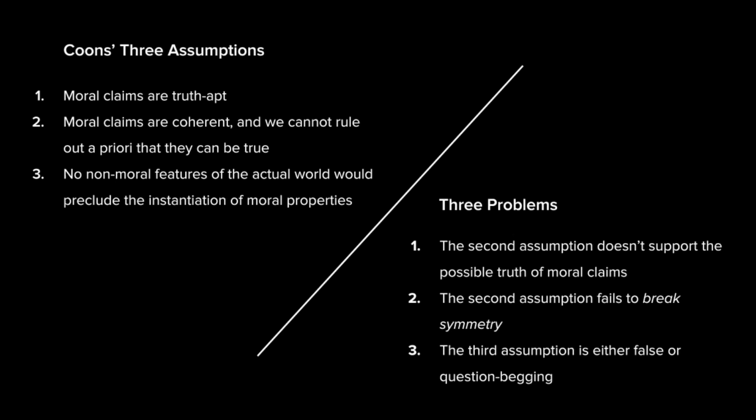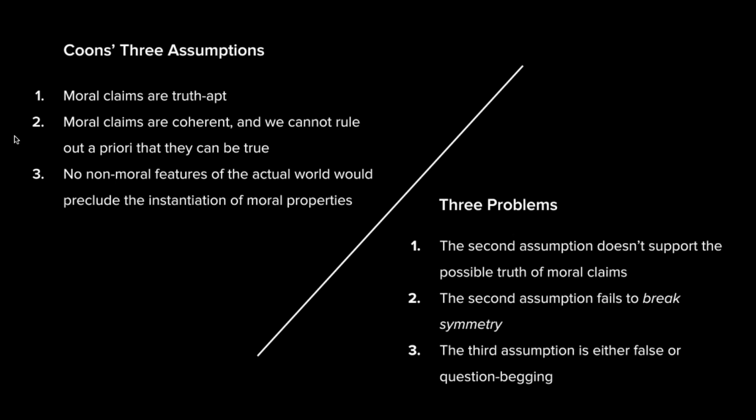Thus, even if coherence and our inability to a priori discover impossibility support the possibility of the thing in question, they don't differentially support premise 2 over premise 4. That is, they don't differentially support Coons's possibility premise over the reverse symmetrical possibility premise. And again, that's because if Coons can help himself to that second undefended assumption, then the error theorist can likewise help themselves to a symmetrical assumption, namely that the falsity of all moral claims is coherent. So all moral claims being false, that is a coherent stipulation. And secondly, that we cannot rule out a priori that they can all be false.